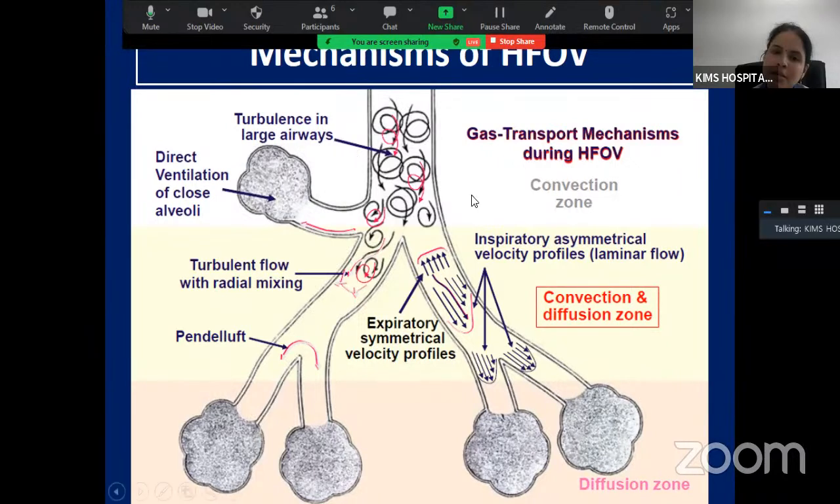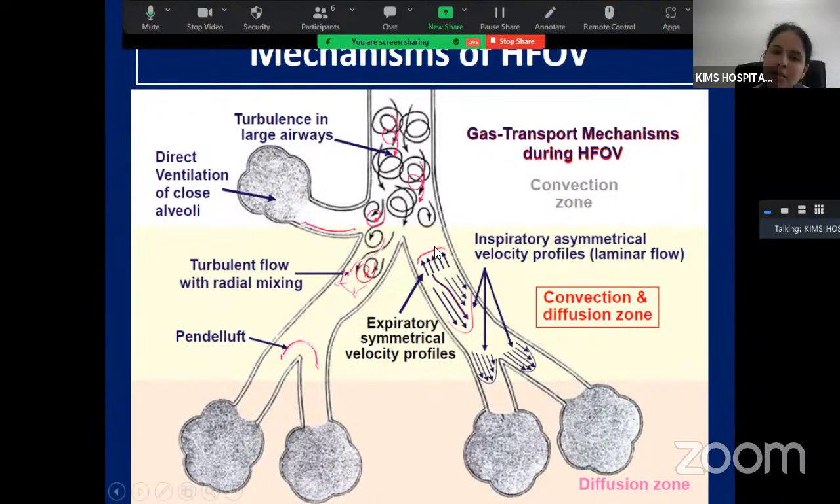So you can see that during inspiration, the gas flows in a conical fashion, with the gas molecules in the center of the airway reaching the largest distance, whereas the gas molecules situated closer to the sides of the airway achieve the least possible distance. So this results in a conical or tapering shape of the velocity of the inspiratory gas flow.